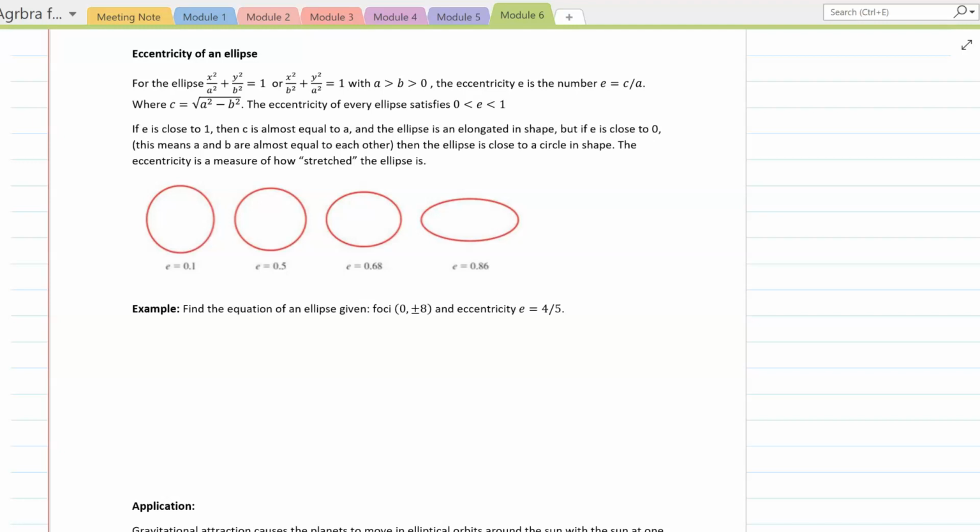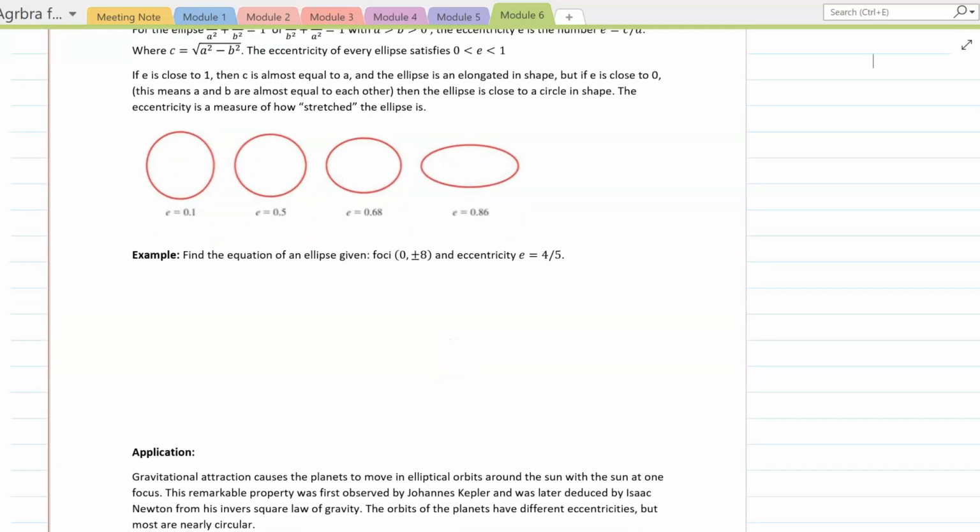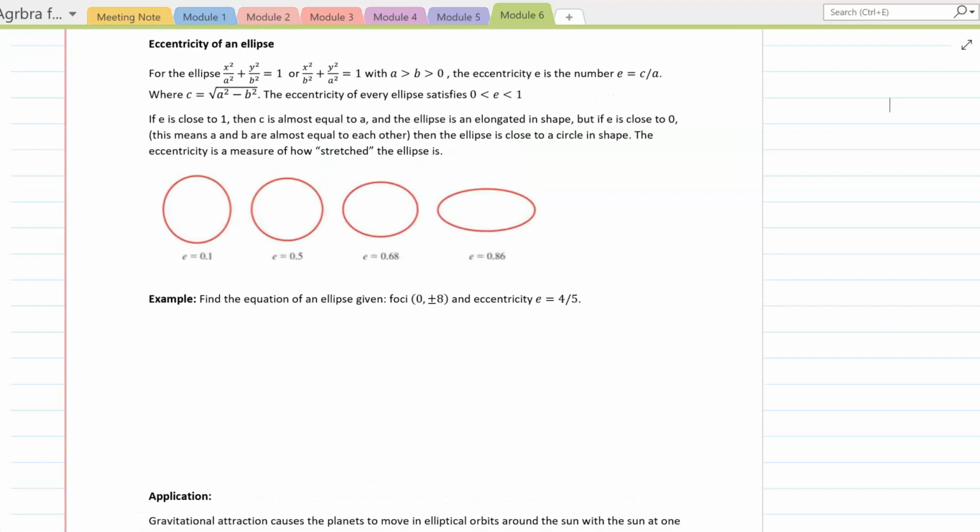So for example, in the next equation, we want to find the equation of an ellipse given that the foci is equal to plus or minus 0, plus or minus a, and eccentricity is e equal 4/5. Now I can do this using this, we'll see how straight this is. Now because the foci is on the y-axis, this means that the denominator of y is greater than the denominator of x. So we'll keep that in mind.